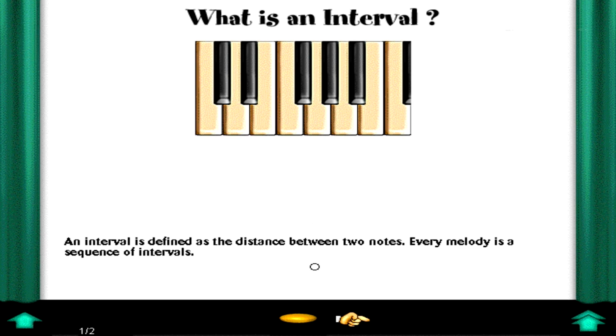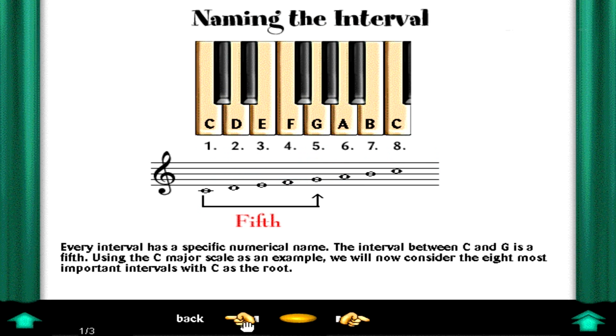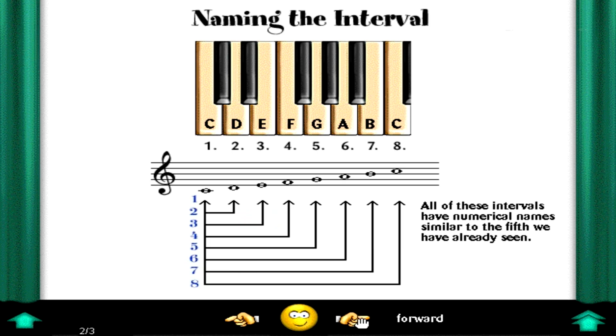An interval is defined as the distance between two notes. Every melody is a sequence of intervals. Every interval has a specific numerical name. The interval between C and G is a fifth. Using the C major scale as an example, we will now consider the 8 most important intervals with C as the root. All of these intervals have numerical names, similar to the 5th we have already seen.